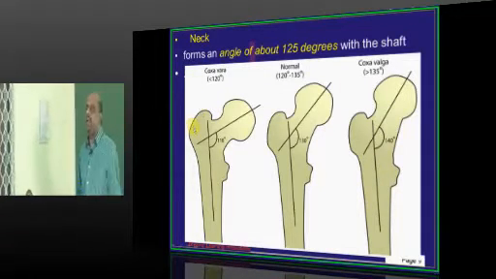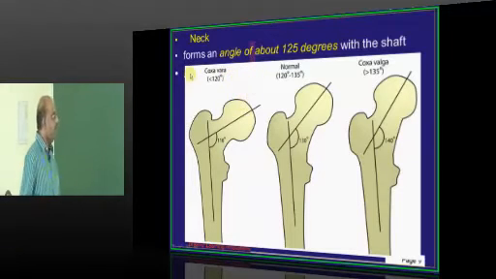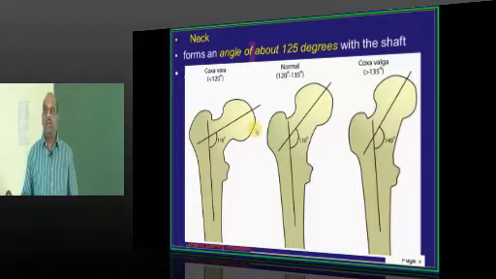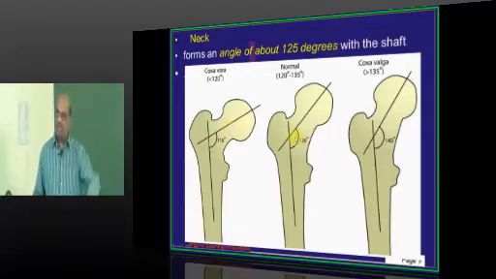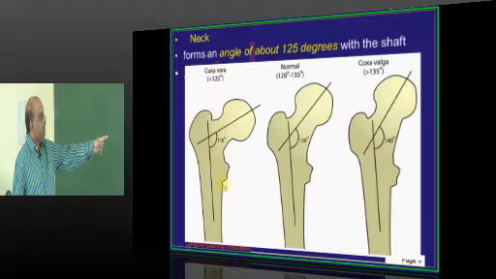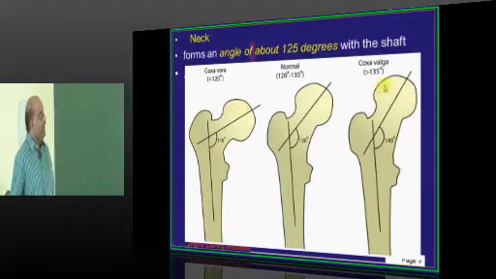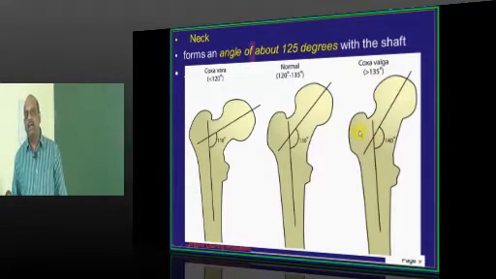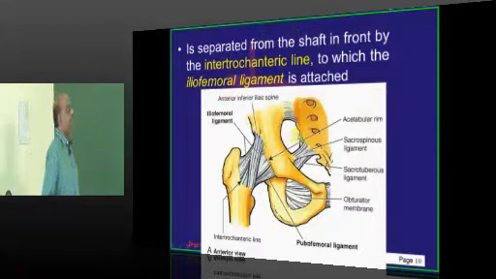Then what is the femoral neck? One of the common questions in the exam. Typically the femoral neck forms an angle of about 125 degrees with the shaft. If it is less than 120, you call it coxa vara. If it is more than 135, you call it coxa valga. So these are all the standard questions in the exam.